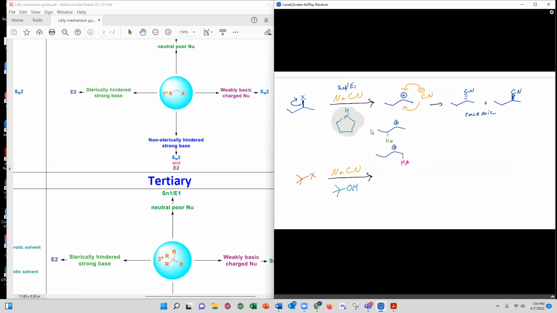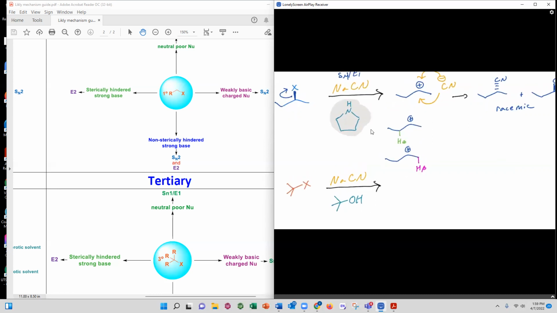And so I'm going to have X minus come and remove this. So I'm going to form, in this case, this alkene here. Then I'm going to have another equivalent of X minus come and remove the terminal beta hydrogen. So in this case, I'm going to form that product there. And remember, this is the major elimination product, because it's the more substituted alkene.